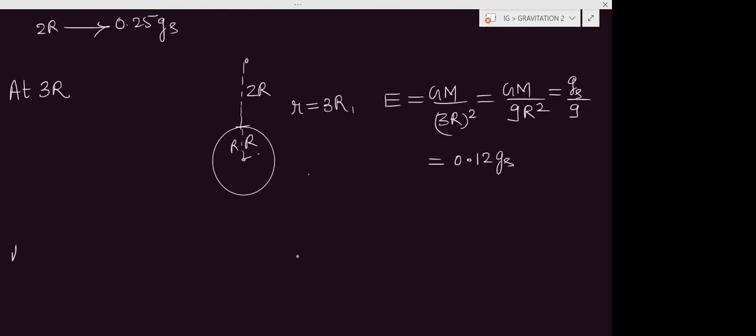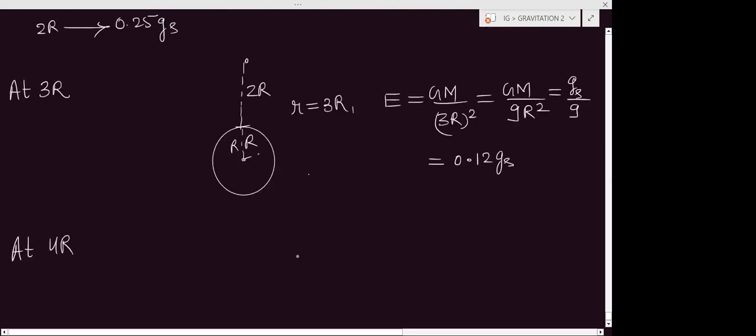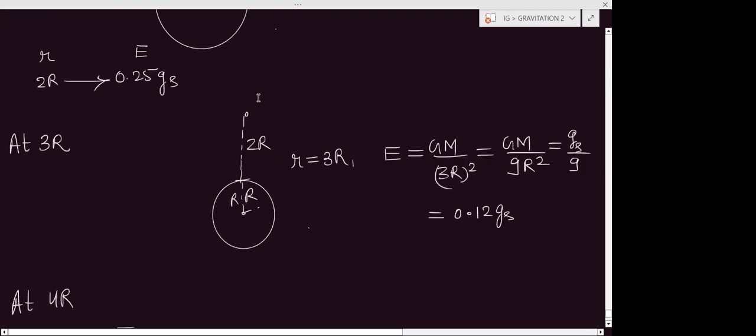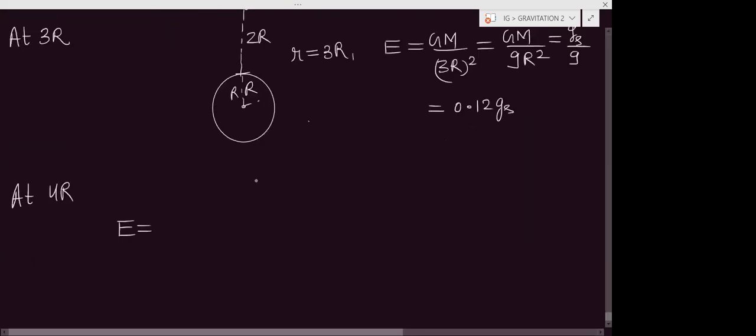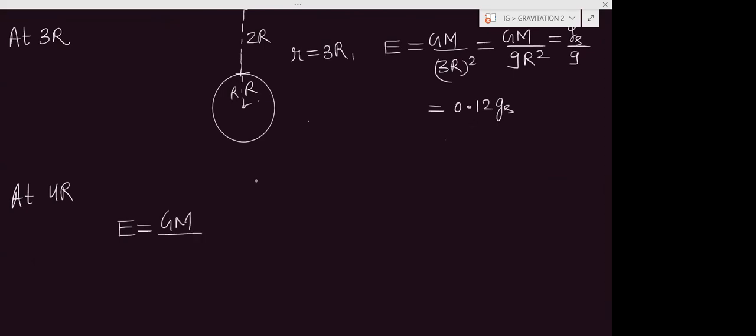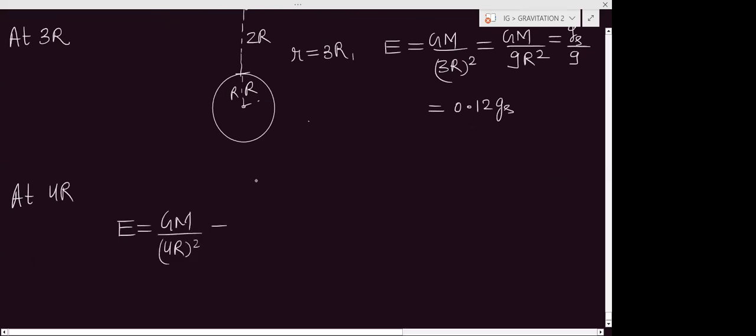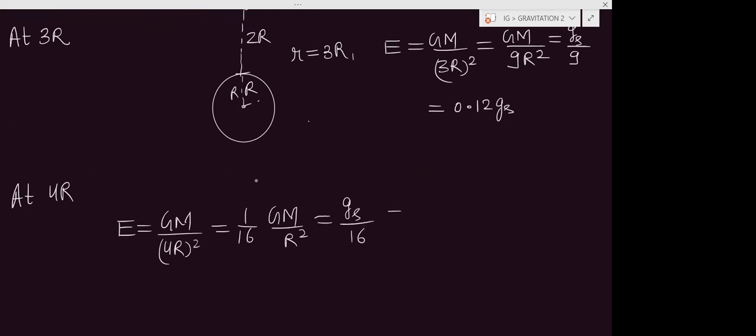Now at 4r, you can calculate the E value easily. At 4r, you take a distance from the surface of 3r. So 3r plus r will become 4r. So it will become GM by (4r) square. So it will become 1 by 16 times GM by r square. So it will become g on the surface divided by 16. So 1 by 16 is basically 0.0625 of the gravitational field strength on the surface.